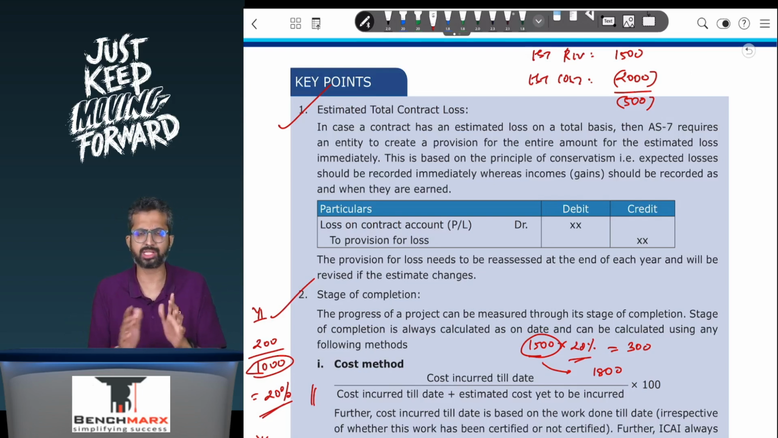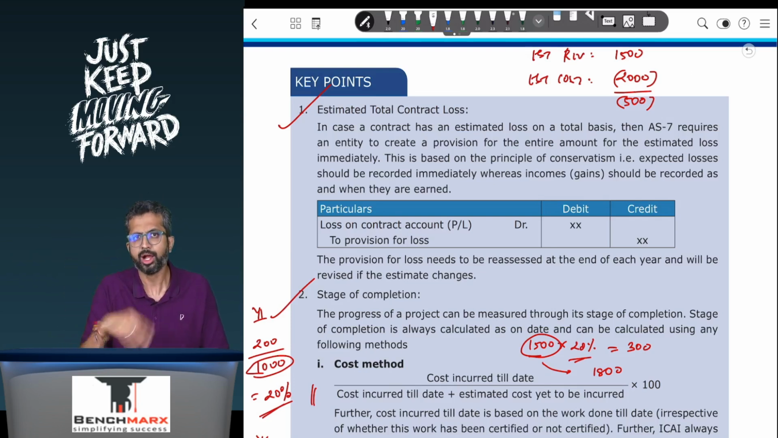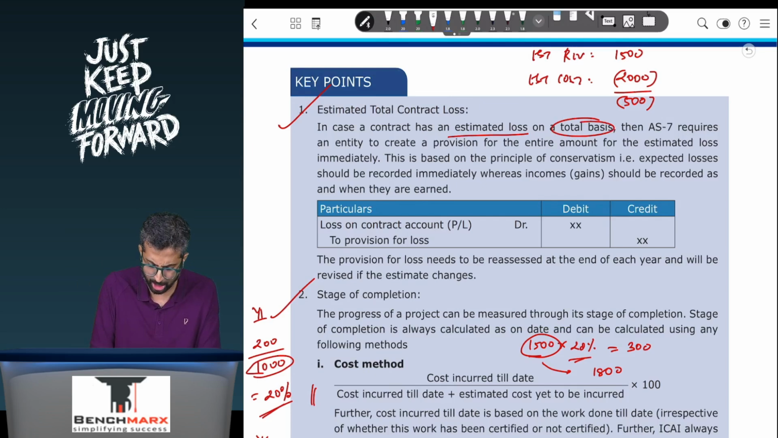However, is it necessary that this estimate remains the same? No, this estimate can possibly change, and hence you will have to reassess the provision each year. So, if a contract has an estimated loss on a total basis, AS 7 requires an entity to create a provision for the entire amount of the estimated loss immediately. This is based on the principle of conservatism that losses should be recorded immediately, whereas gains should be recorded as and when they are earned. Your entry will be loss to provision for loss, let us say for 500 rupees.